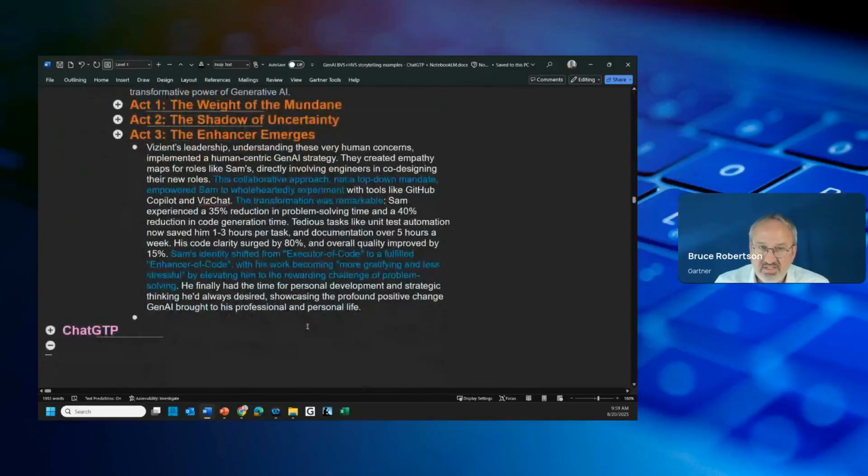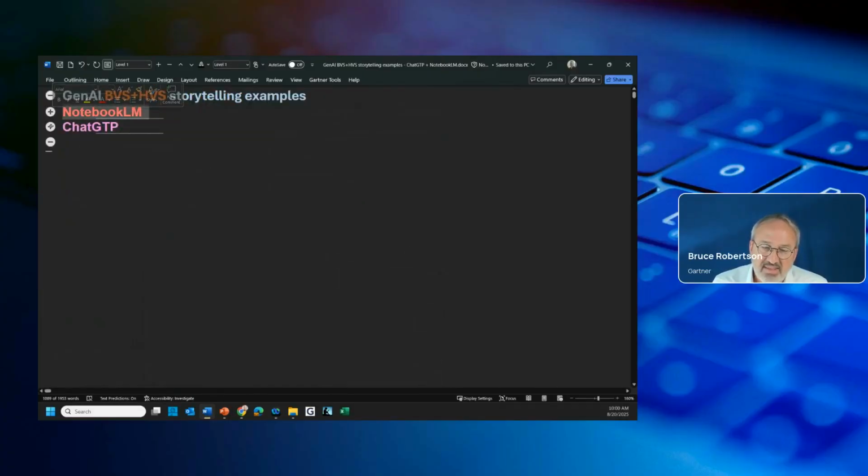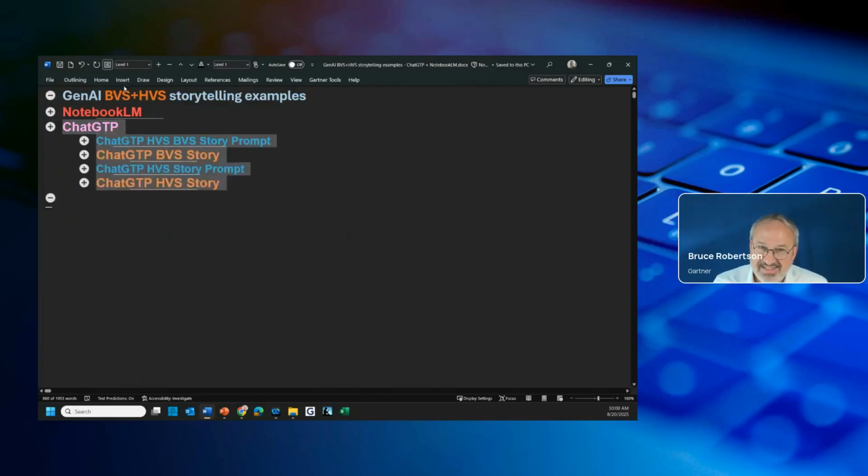Now, we did what we did, rolled out the stuff, helped him with the team, enablement team, and so on. The collaborative approach, not a top-down mandate, empowered Sam to wholeheartedly experiment. The transformation was remarkable. Experienced, and it starts quoting some of the data. And then Sam's identity definitely shifted from executor of code to fulfilled enhancer of code. Again, because it's in Notebook LLM and it's specifically trained in our case study, it's using actual stuff from the case study. So here, there isn't as much direct hallucination or literally making stuff up. That, of course, is not going to be the case in the ChatGPT one, right?